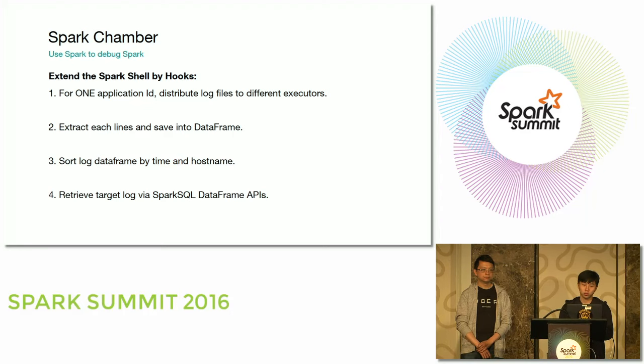How do we make Spark Chamber work? The basic idea is to use Spark to debug Spark. We extend Spark shell by hooks, which means that for one application ID, it will distribute all log files to different executors so they can be processed in parallel. Then inside each executor, it will extract all log lines and save them into a data frame. Then we sort the log data frame by time and by host name, so we can give them a global order. By the global order, we can search them very quickly. The last step is to use the Spark SQL data frame API to retrieve those logs.